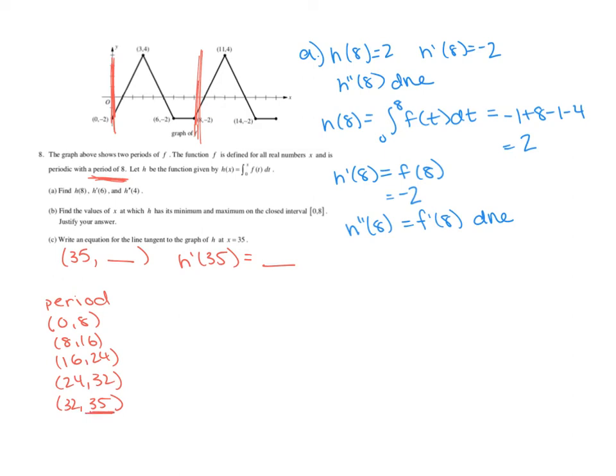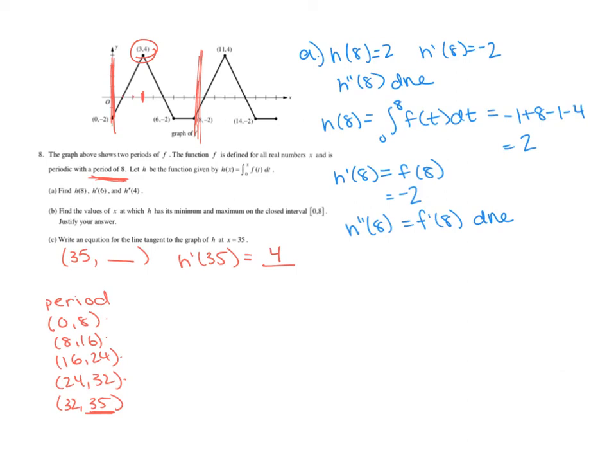So to get from 0 to 35, we go through 1, 2, 3, 4 full periods, and then 32, 33, 34, 35, and then 4 units. So that means that the function value is going to be the same as f of 3. And since we know that we're looking at the derivative, this gives us the slope. So that is going to give us a slope of 4 because we're looking at the derivative.